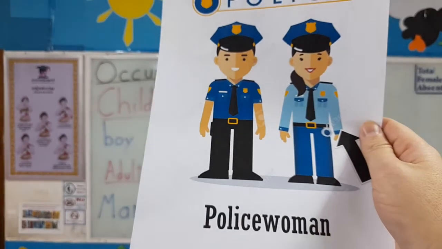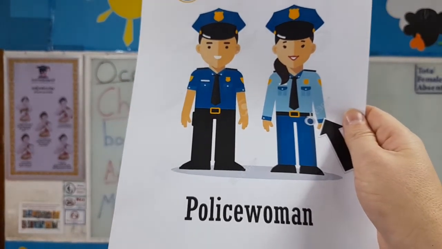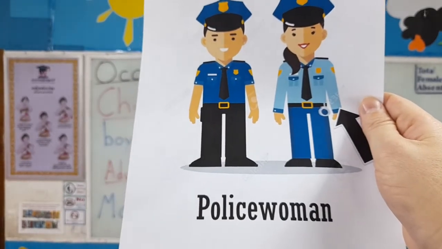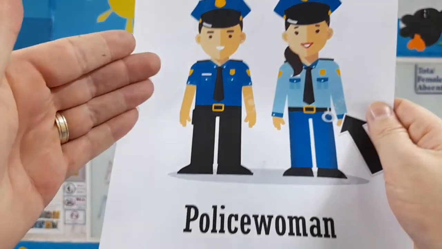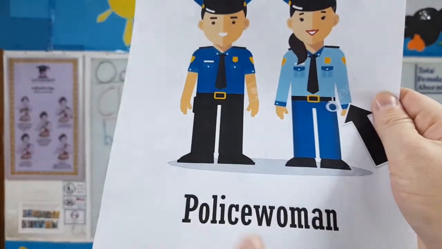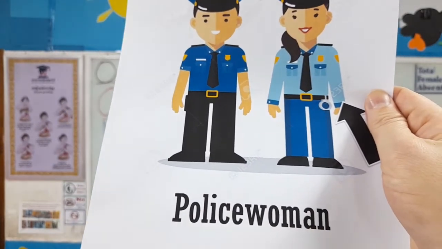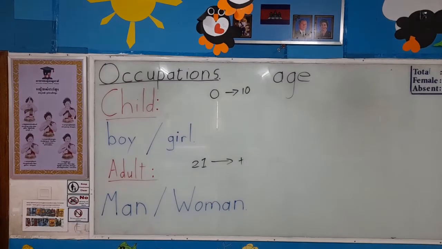But again, this is not a word that we will use today. And these are things that we will practice and study as we go through from grade 1 all the way through grade 7. All right, just make sure you remember if it's a boy, policeman, and if it's a girl, policewoman. Do you see that W-O? Woman. All right, let me fix my camera.